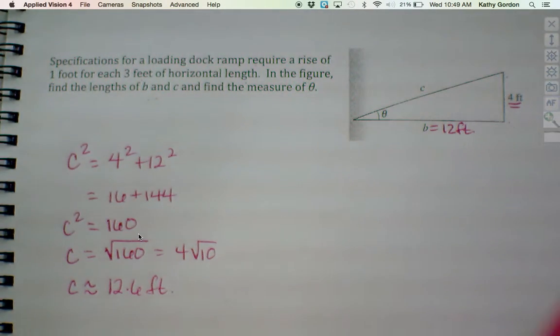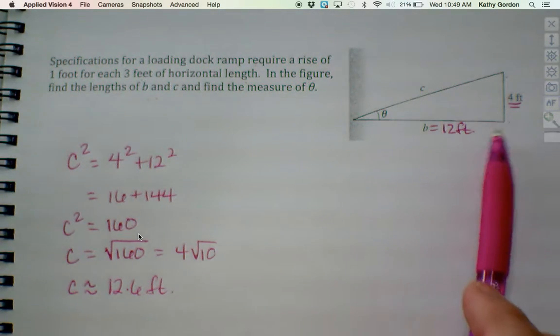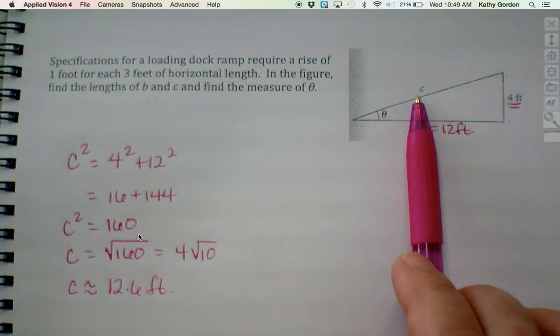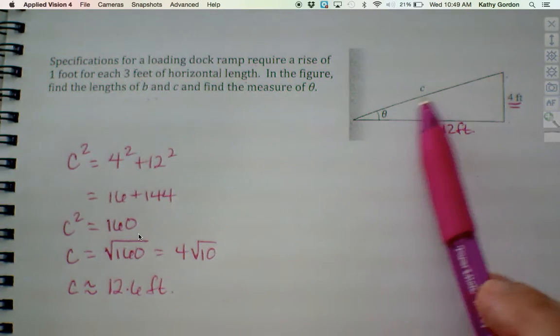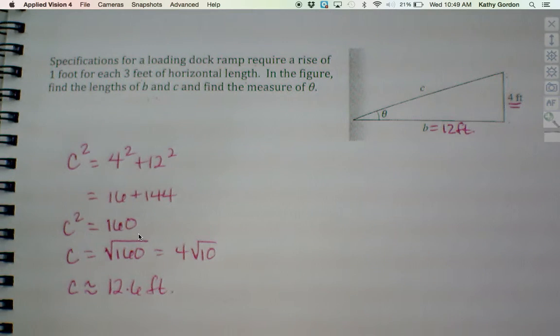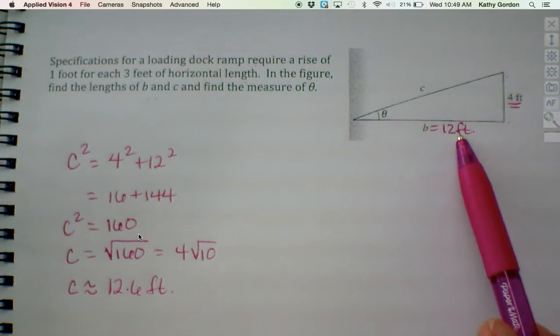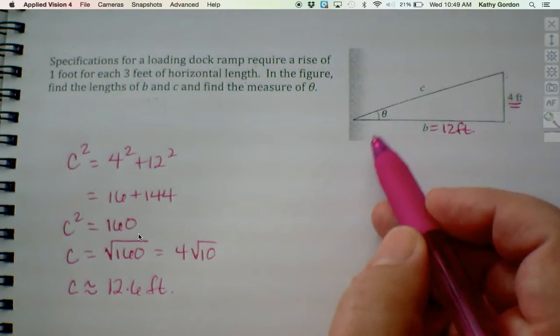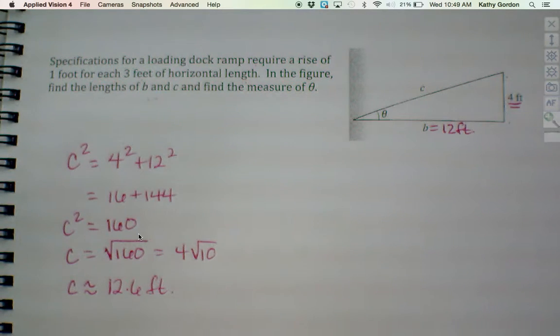And again, just to do kind of a quick check, would that make sense with my other legs, that 12.6? It should, because that's the hypotenuse and it's supposed to be the longest side. It's just barely longer than B, but it is longer than B, so it makes sense. But now what about theta? How am I going to figure out what kind of an angle this ramp is at to get these kinds of dimensions?